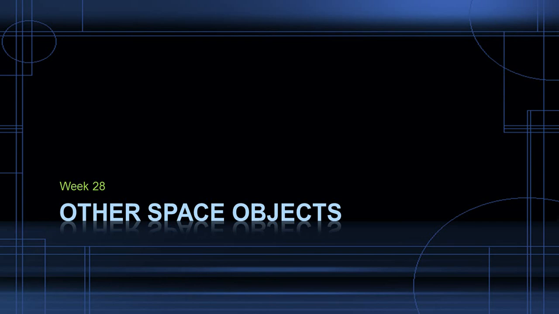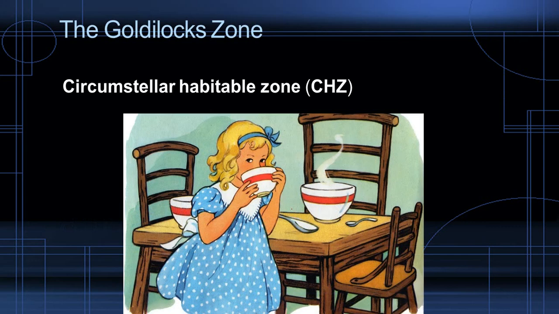Okay, very good. Here we go. We're looking at other space objects. First, we're going to start off with a question we had this week. Eliana sent a question via email and asked me if there was something known as the Goldilocks zone. Great question, Eliana. Thank you for asking that. Of course, when we talk about some of the planets, we'll get into some of the details about this. But there is something called the Goldilocks zone.